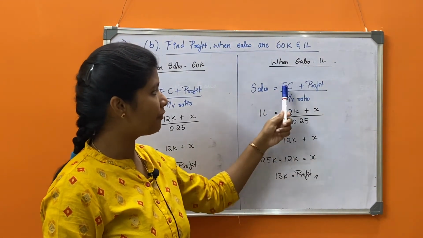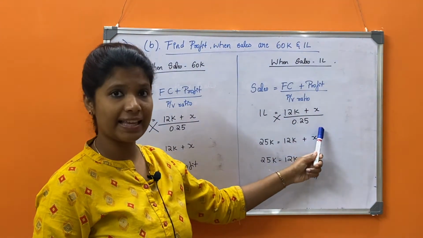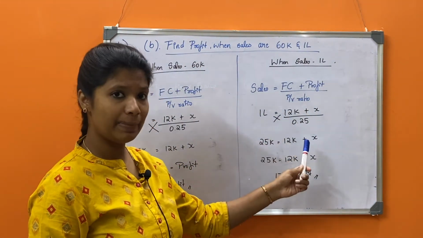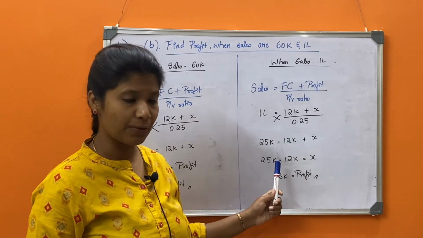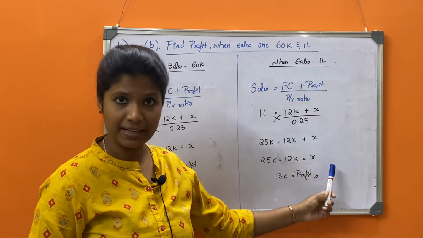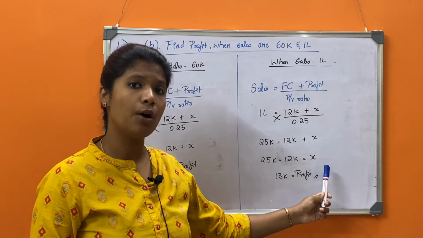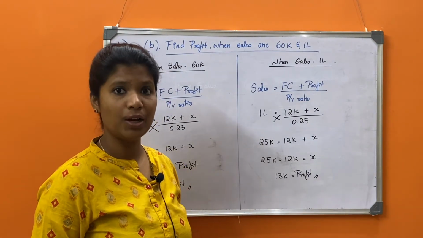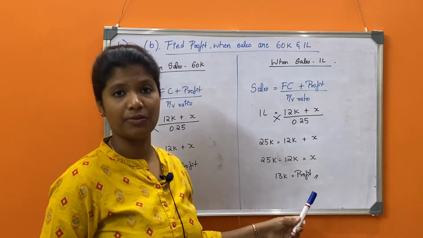Sales is 1 lakh, fixed cost 12,000, profit is X, PV ratio is 0.25. Cross multiply, I get the answer 25,000 equals 12,000 plus X. X is nothing but profit. 25,000 minus 12,000 is your profit. The answer is 13,000 rupees.